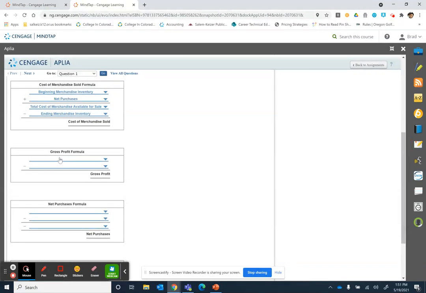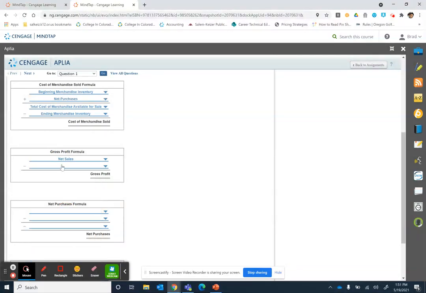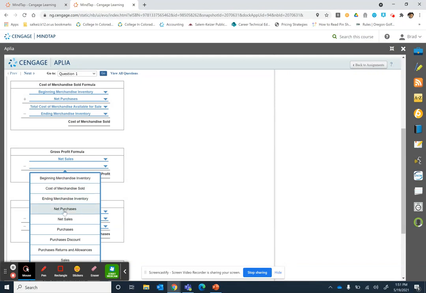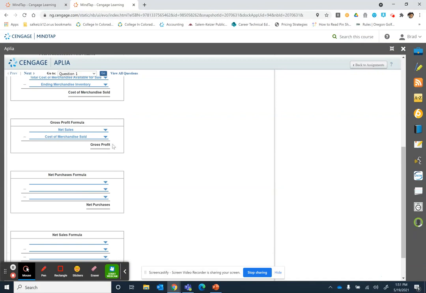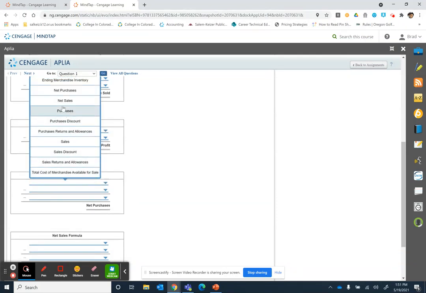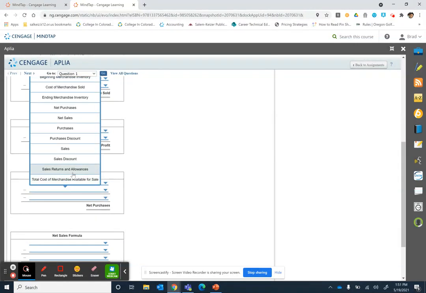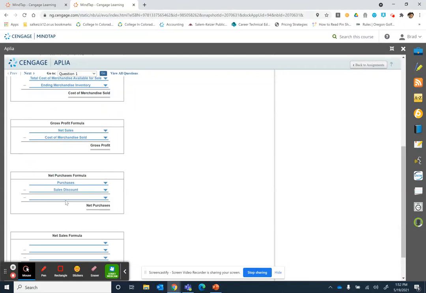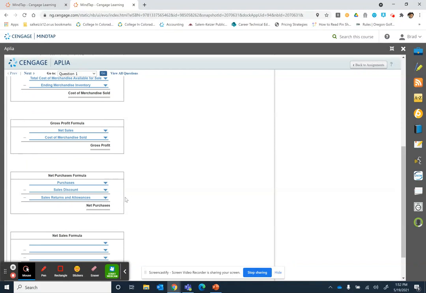Next, for the gross profit formula, we're going to take our net sales and subtract from that our cost of merchandise sold. And that would give us our gross profit. Next, we have our net purchases formula. And for this one here, we're going to identify what our purchases are. And we're going to subtract from that our purchase discounts. And then also we're going to subtract our purchase returns and allowances, which would give us our net purchases.